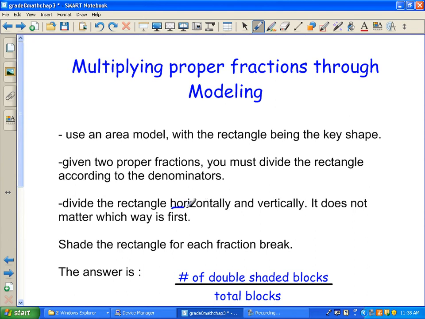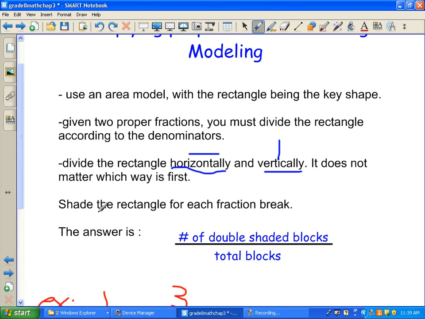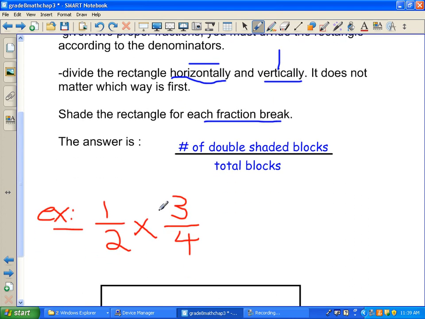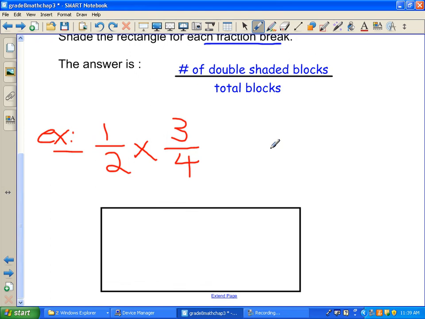So we're going to divide it horizontally first. Horizontally means sideways. And then afterwards we'll do it vertically, which means up and down. And it doesn't matter which way is done first. And the last step is to shade the rectangle for each fraction break. Okay, and I'll explain that now as we are going through it. So here's the problem we're given: 1/2 times 3/4. So let's start first of all with the 1/2 fraction.